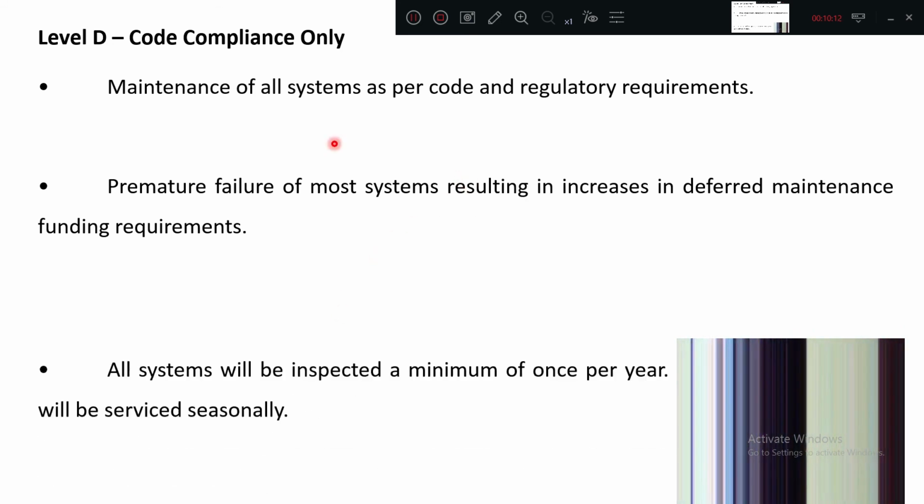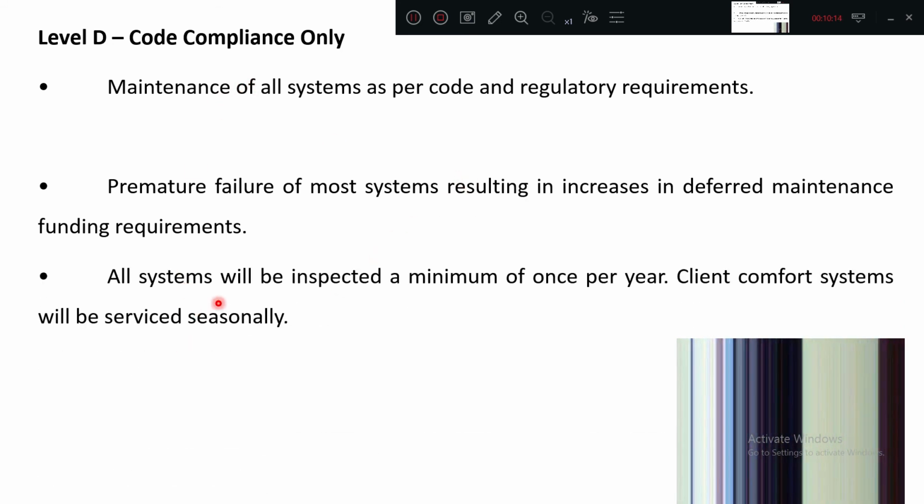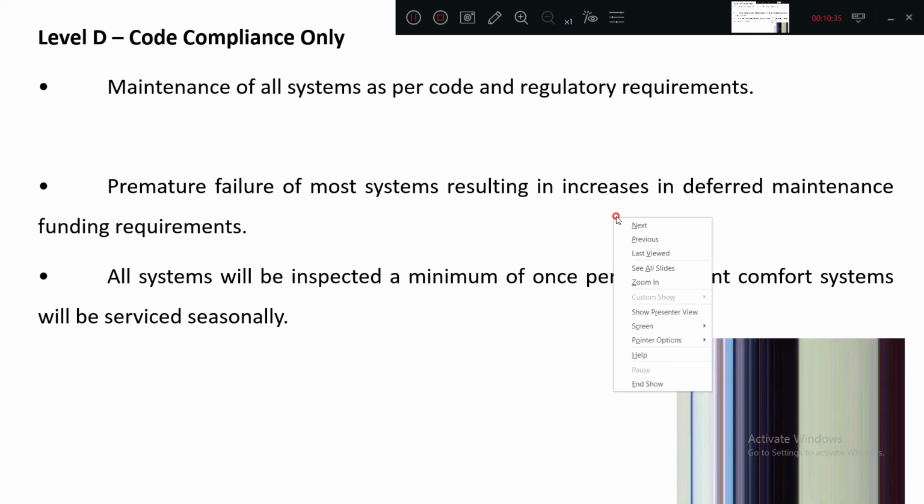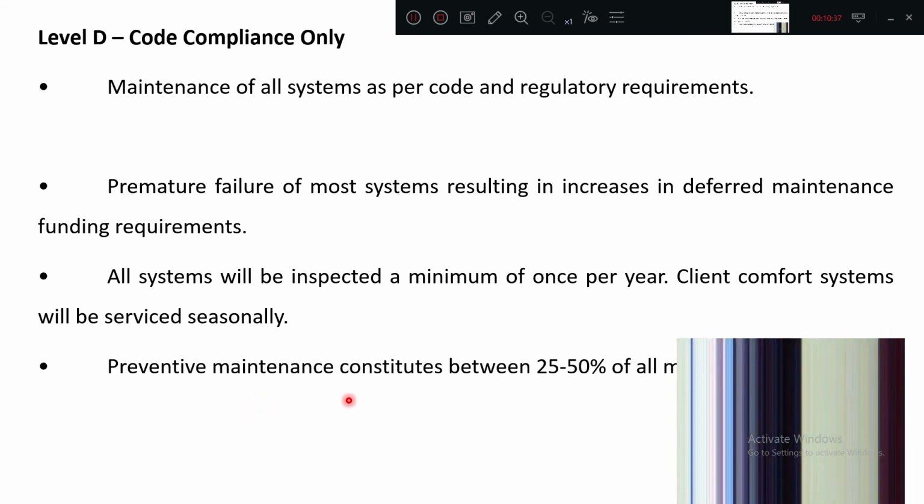Okay, this is the code compliance only. All systems will be inspected minimum once in a year. That's all. Largest time is allowed. Client comfort systems will be serviced seasonally. Some of the things may be required by the client. So for them they are serviced seasonally, but overall all the systems are inspected once in a year. Preventive maintenance constitutes only 25 to 50%.